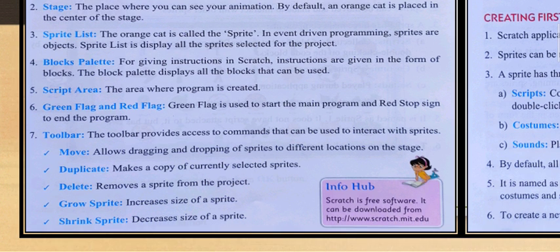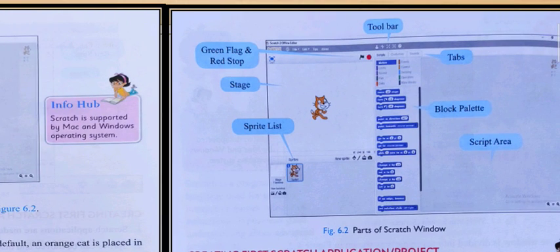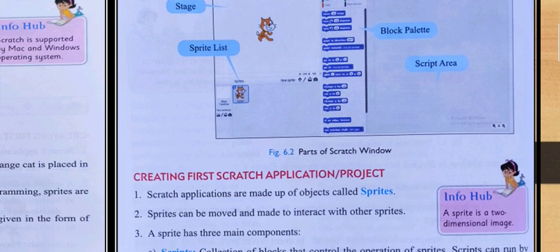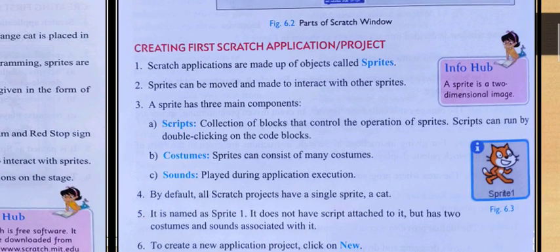First toolbar is move toolbar. We all know the uses of the move toolbar. It allows dragging and dropping of the sprite to different locations on the stage. Duplicate, make a copy of the currently selected sprite. Delete, remove. Okay, grow sprite, increase the size of the sprite. Shrink sprite, decrease the size of the sprite. Okay, here you can see the different toolbars: green flag and red flag, stage, sprite list, tabs, block palette, script area, toolbar.